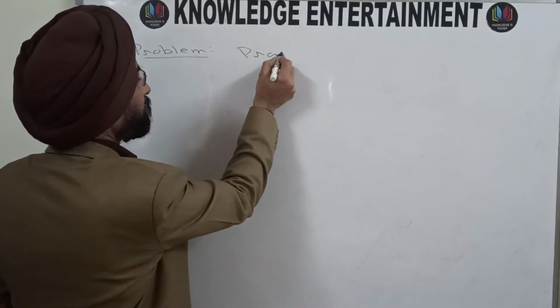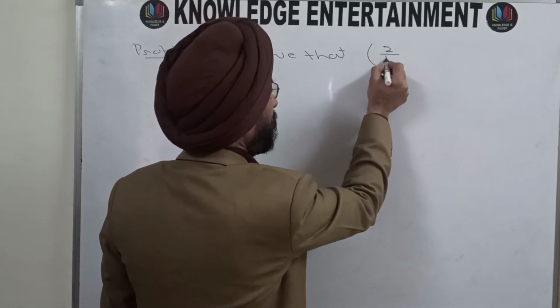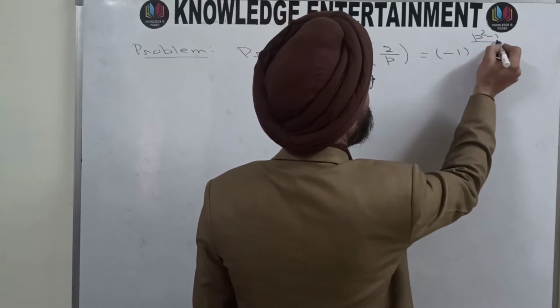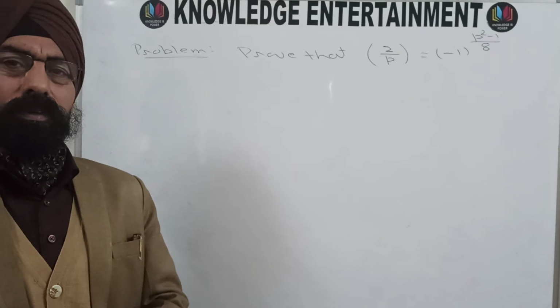Prove that the Legendre symbol 2 upon p is equal to minus 1 raised to the power p square minus 1 by 8. This we will prove now.